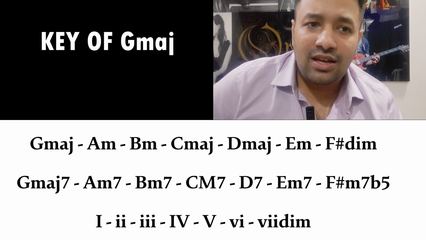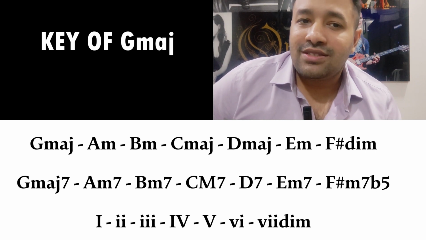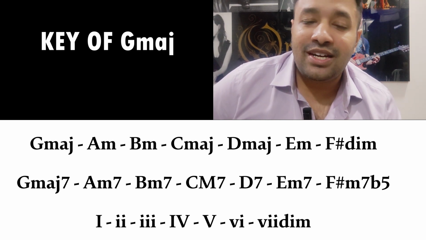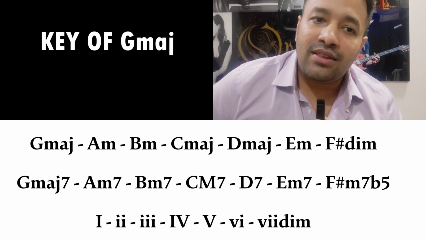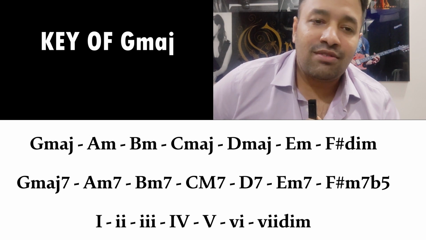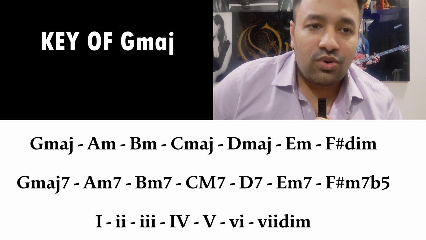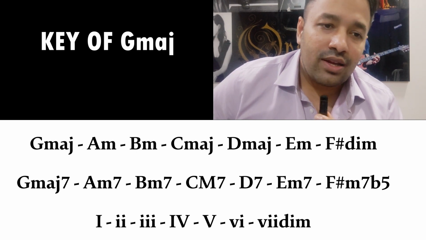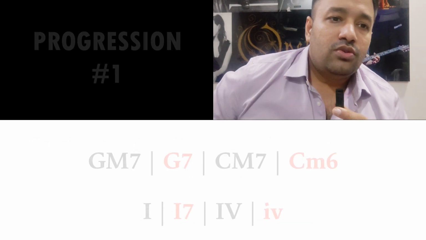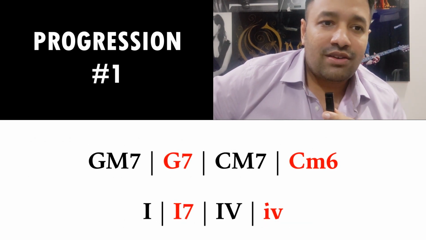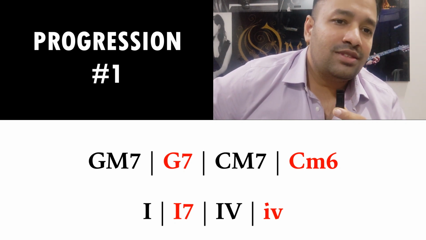So we get a G major 7, A minor 7 and a B minor 7. The 4 chord is a C major 7. The 5th chord becomes a D dominant 7. The 6th chord is an E minor 7, and the 7th chord becomes an F sharp minor 7 flat 5, also known as the F sharp half diminished chord. So now that we know the chords that exist diatonically within the G major scale, let us look at the first progression. So here we have the G major 7 going to the G7 that goes to the C major 7, and lastly the C minor 6.